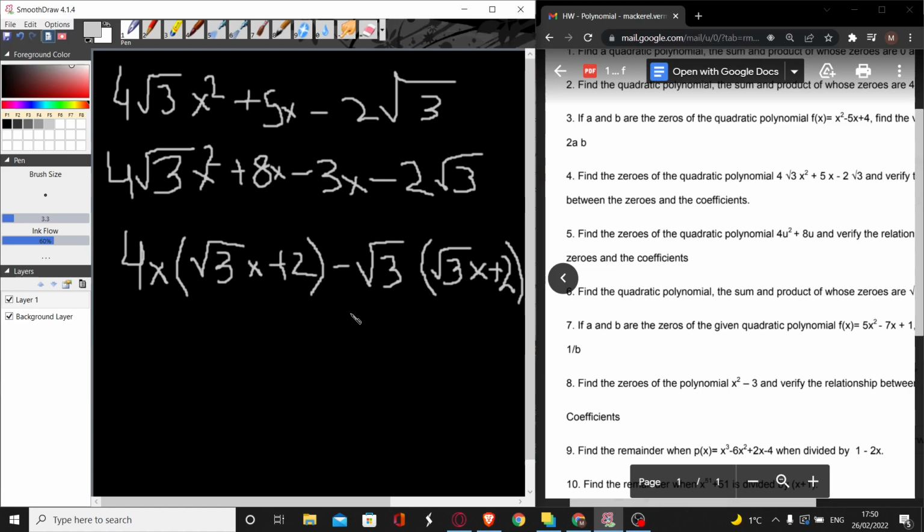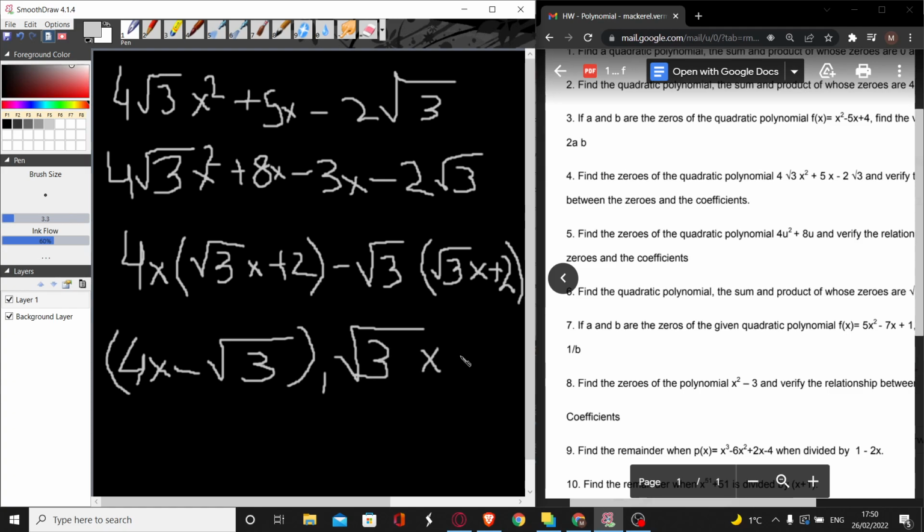Therefore, the zeros of this quadratic polynomial are 4x minus square root of 3, and I'm using a comma to signify and, square root of 3x plus 2.